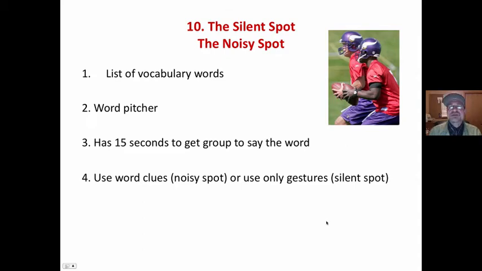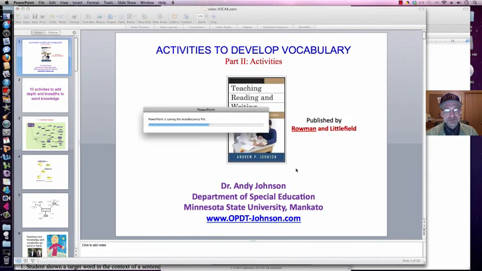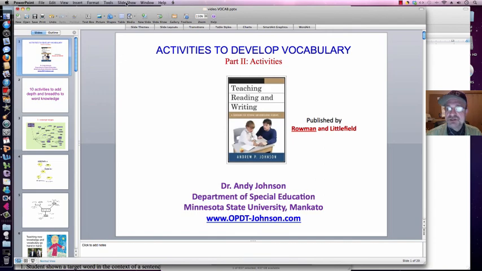Oh, this is fun. The silent spot and the noisy spot. You have a list of vocabulary words, a word picture. Students are given a word, and they have 15 seconds to try to get the group to say the word. The noisy spot is where they can actually say words to get them to say the word. The silent spot is like charades, where they do gestures to get them to say the word. I like the noisy spot better because it gets them using synonyms and words. Very quickly, 10 simple activities.